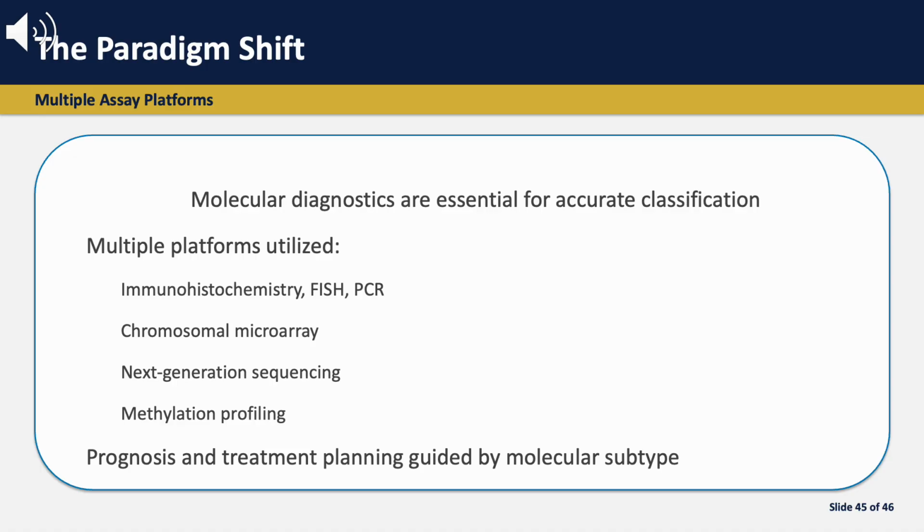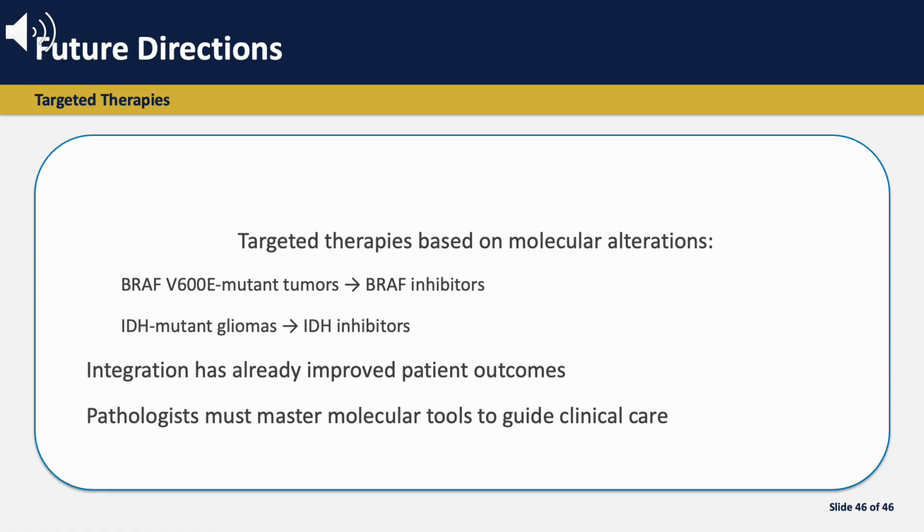Prognosis varies significantly by molecular subtype, and treatment planning is increasingly guided by molecular findings. Emerging targeted therapies are being developed based on specific molecular alterations identified in brain tumors. For example, BRAF V600E mutant tumors are sensitive to BRAF inhibitors, and IDH mutant gliomas may benefit from IDH inhibitors.